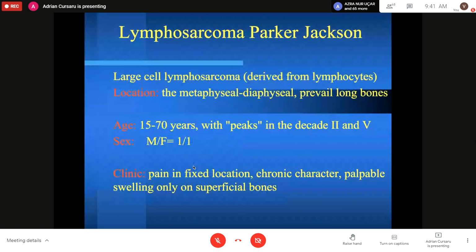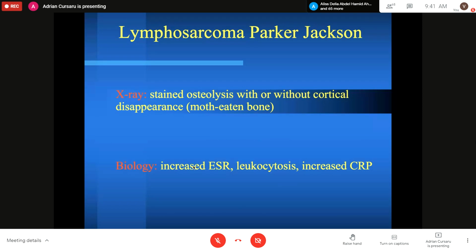Lymphosarcoma, Parker-Jackson, is another type of malignant bone tumor. Large cell lymphosarcoma derived from lymphocytes, and you will find the lymphocytes on the biopsy. The localization is metaphyseal, diaphyseal on the long bones, it doesn't have a predictive type of age, and it is equal male to female. On the X-ray, you will see some stains of osteolysis with or without cortical disappearance.